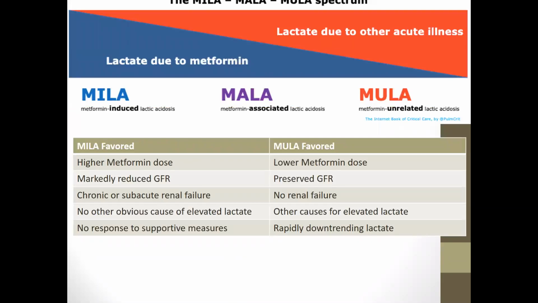So what do we look for to identify those cases, or what should tip us off that this may be going on in a patient that's on metformin? There's a few different things. Obviously, if they're on a very high dose of metformin, or they took a massive metformin overdose, that's very concerning. And then the next thing would be the GFR, the kidney function.